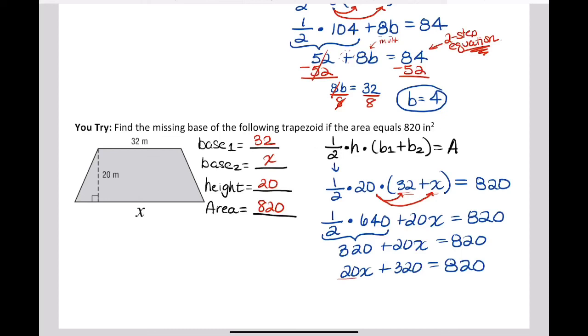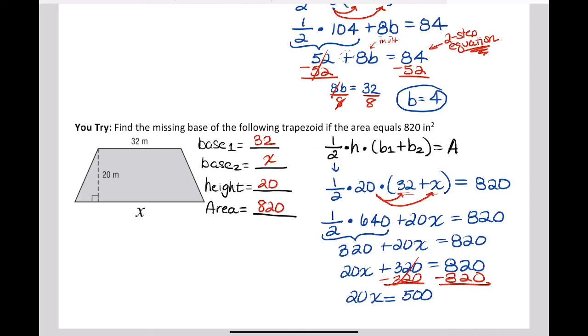So what should we do? Should we divide by 20 or should we subtract 320 first? What we're going to do first is subtract 320. What you do to one side, you do to the other. And then remember, rewrite the equation. We've got 20x equals, and now 820 minus 320 is exactly 500.